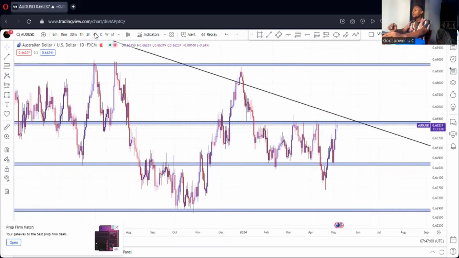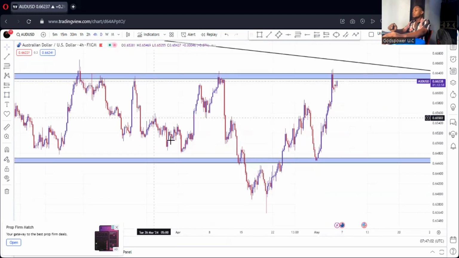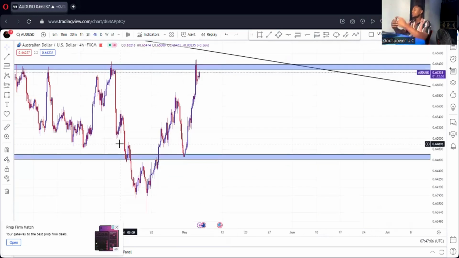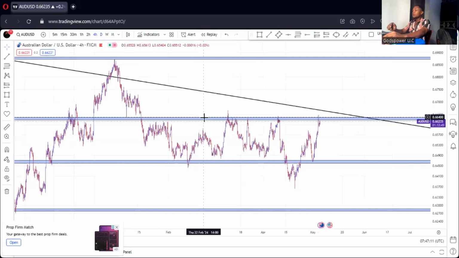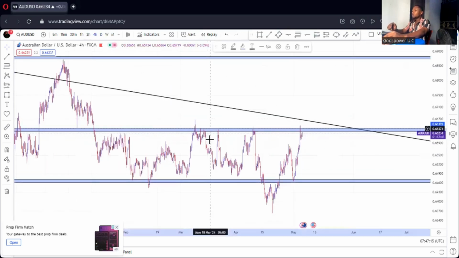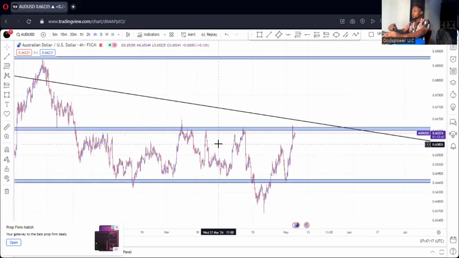So let's go down to the 4 hours. So we just add that on the day. On the 4 hours, there is nothing to look out for. You can already see the market is on a resistance zone. So what are we looking for? We're looking for a short trade. We're looking for a short, right?